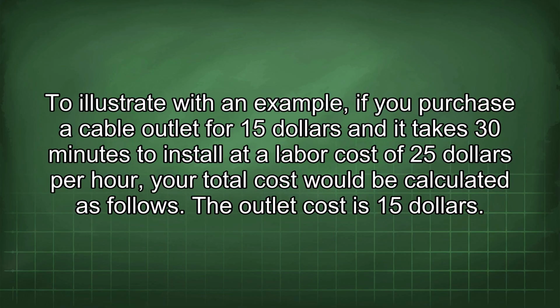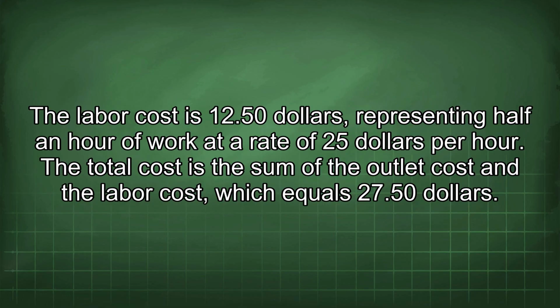To illustrate with an example, if you purchase a cable outlet for $15 and it takes 30 minutes to install at a labor cost of $25 per hour, your total cost would be calculated as follows. The outlet cost is $15. The labor cost is $12.50, representing half an hour of work at a rate of $25 per hour. The total cost is the sum of the outlet cost and the labor cost, which equals $27.50.